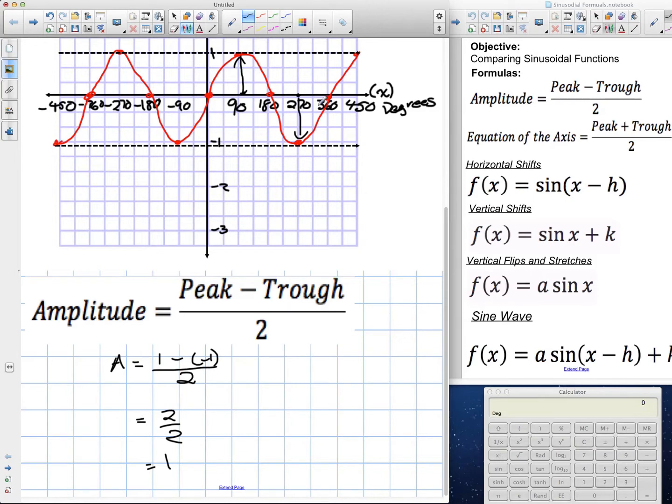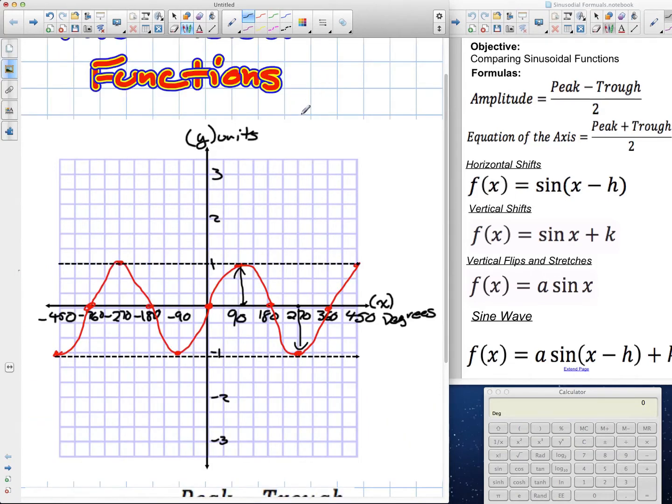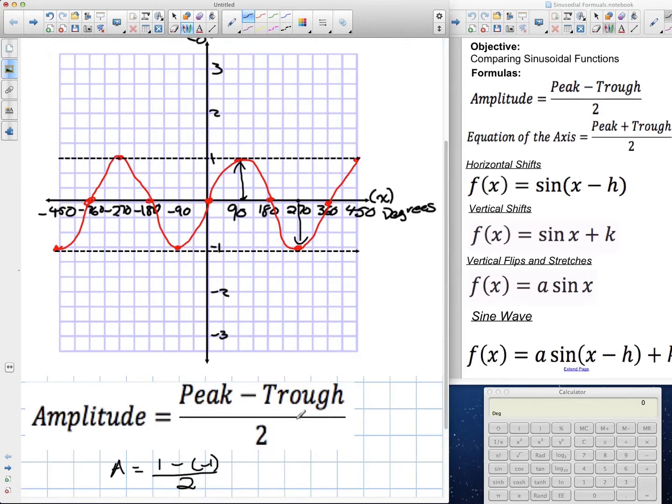So for this specific sine wave, and I do need to point this out, this is this function specifically, y equals sine x. That can change. It can be moved all over, but we're just focusing on the original one. The amplitude of the original one is just 1 from the equation of the axis.